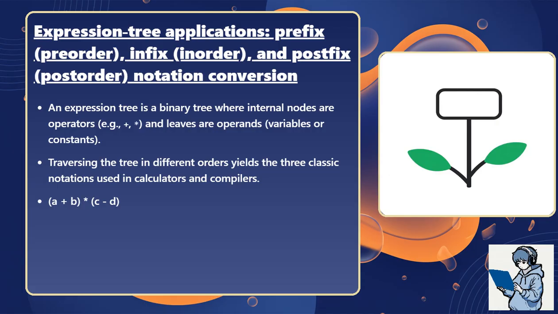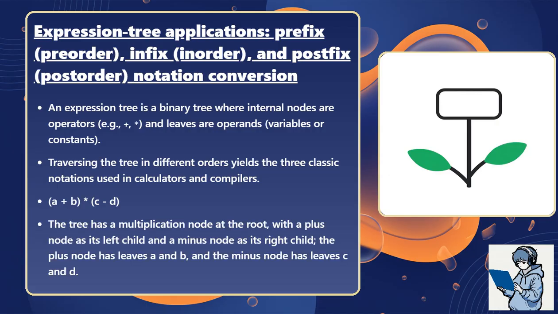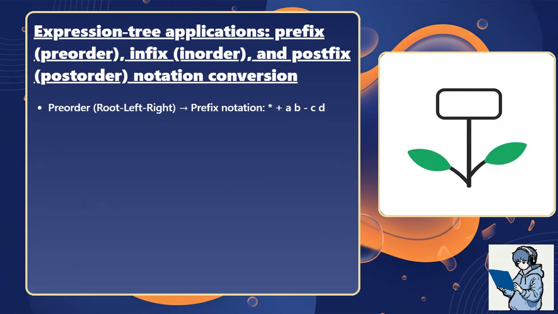Consider (A + B) * (C - D). The tree has a multiplication node at the root, with a plus node on the left and a minus node on the right. The plus node contains A and B, and the minus node contains C and D. Preorder (root, left, right) yields the prefix notation: * + A B - C D.